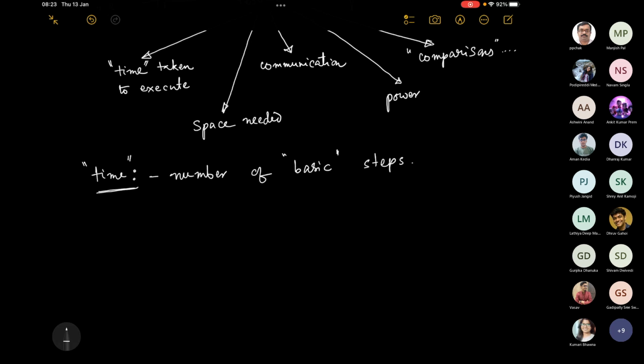Now, what do you mean by basic steps? Let's not go deep into it, because that will vary. But anything that we can do on a piece of pen and paper with small effort. It's not that on pen and paper I will need one year to do that basic step. No. So basic steps are like addition. You can add two numbers. Subtraction. So let me add this way: arithmetic operations.